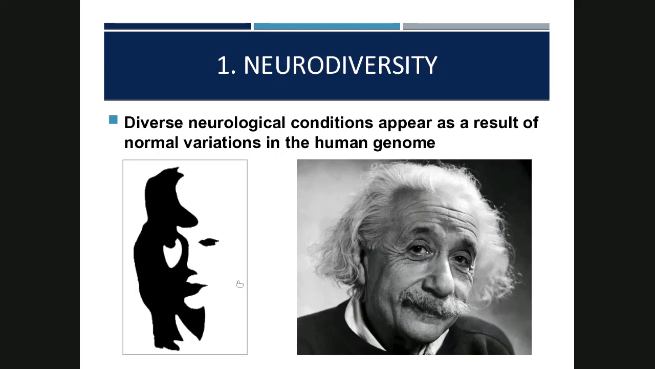So that's three different ways, because some people only see a man playing a saxophone. Other people only see the woman's face. Other people can see both. And even though the stimulus is the same, how we perceive it varies. And that's the idea of neurodiversity.